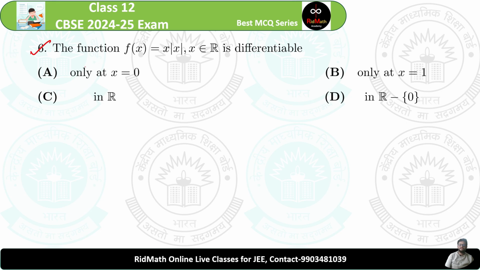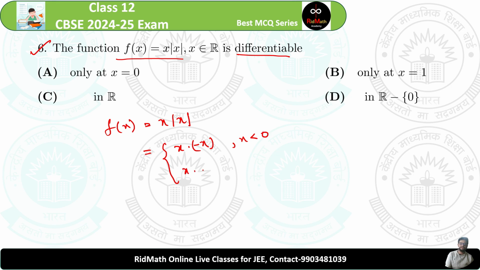Question number 6. The function f(x) equal to x mod x, x belongs to R, is differentiable only at x equal to 0, in R only at x equal to 1, and in R minus 0. So let us check, because it is given that f(x) equal to x mod x. So mod x has the definition break at x equal to 0. So we will rewrite it as x into minus x when x less than 0, and x into x when x greater than or equal to 0.